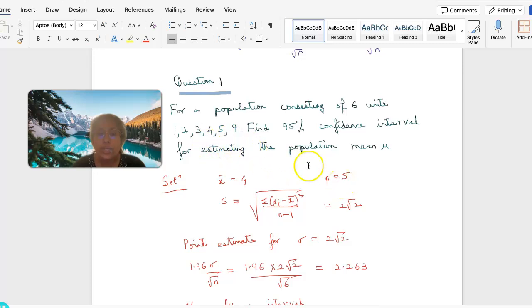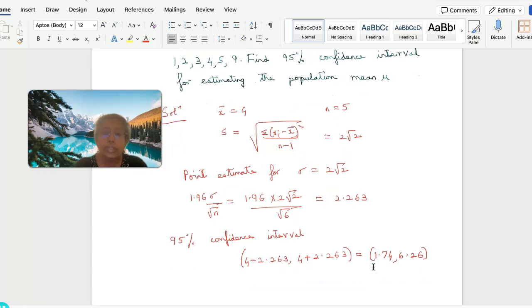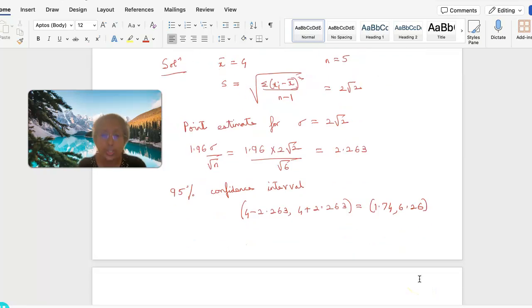Counting the units, 1, 2, 3, 4, 5, 6, n is 6 here, not 5. And that will give you 2.263. So your 95% confidence interval will be x bar minus 1.96 sigma by root n, that is 4 minus 2.263, and 4 plus 2.263, which is 1.74 and 6.26.